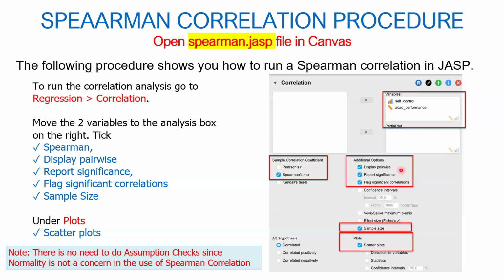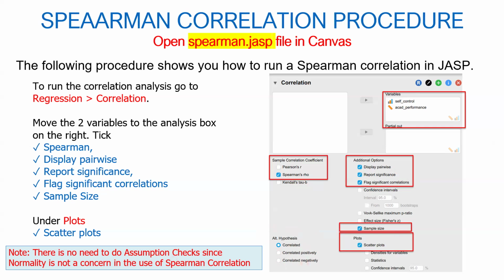Additional options would include display pairwise, report significance, and flag significant correlations. We also include the sample size so that we will see that in the table. Then we will need the scatter plot diagram also. And for the alternative hypothesis, we stick with the default, which is correlated.